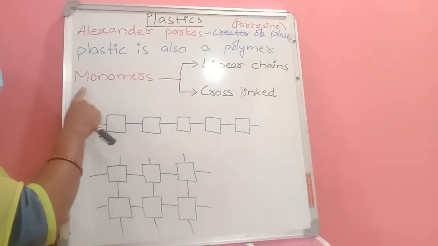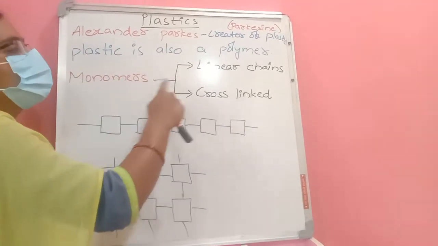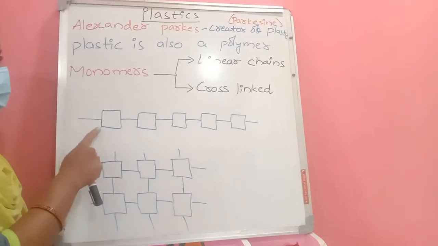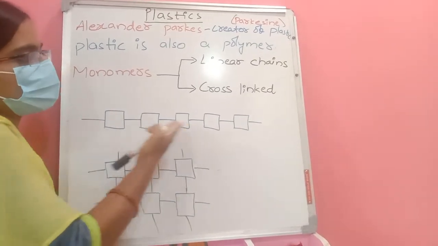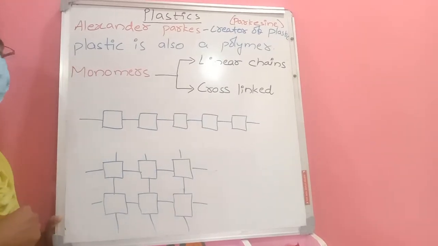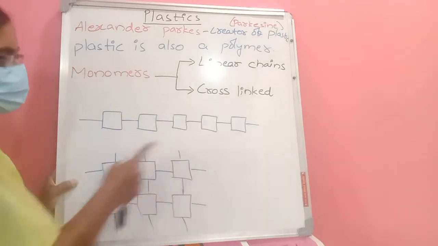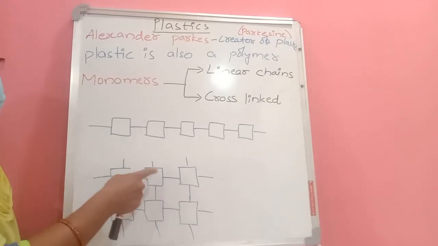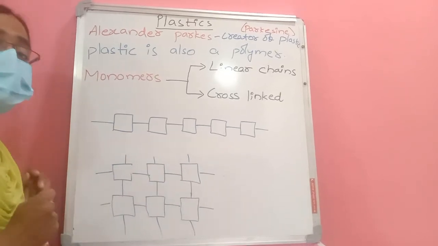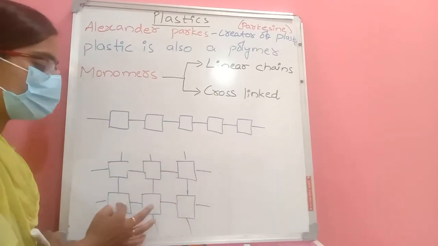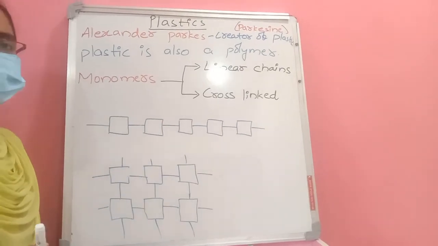In these polymers, monomers are arranged in two ways in plastics. Monomers may be in a linear chain, like here: this is monomer 2, 3, 4, 5 monomers. Or these monomers may bond in a cross-linked way like this. Here it has this side bond, and here in four sides it has bonds. So these are cross-linked polymers, and these are called linear chain polymers.